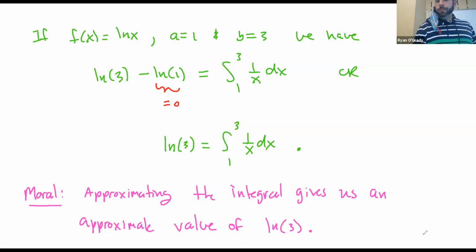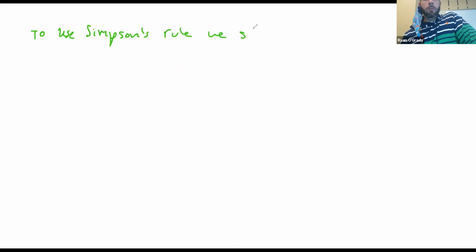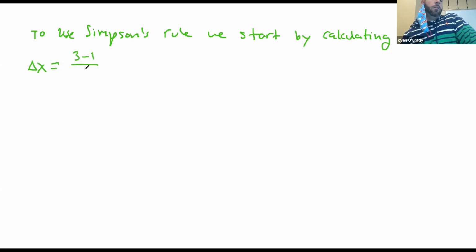All right, so if we want to use Simpson's rule, we need to do some work beforehand. So to use Simpson, we start by calculating delta x, which we know is 3 minus 1 over 6, correct? 3 minus 1, because I said from 1 to 3. And of course, this becomes 2/6, which is 1/3.